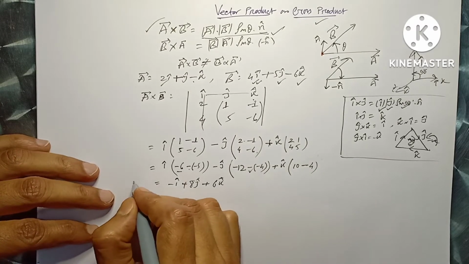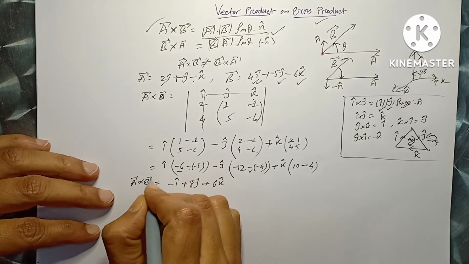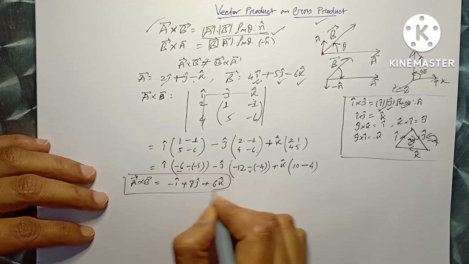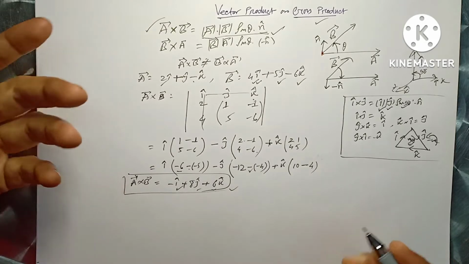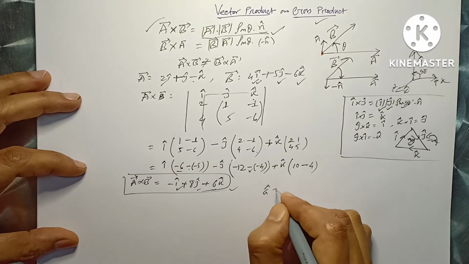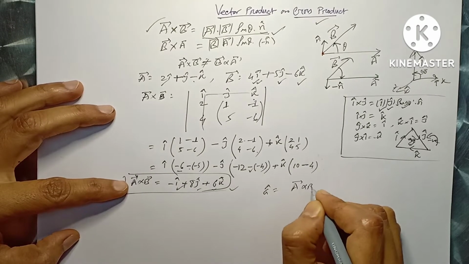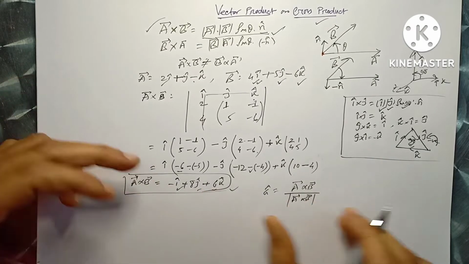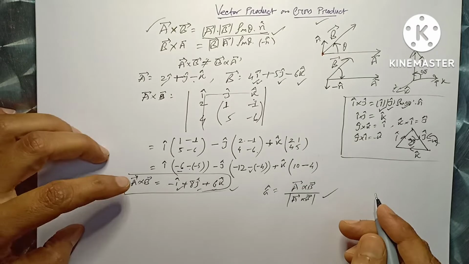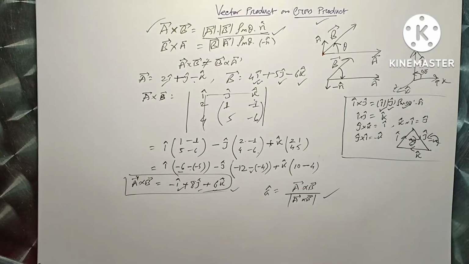So we get A vector cross B vector. This is a vector quantity, also having a unit vector. So how to find this unit vector? By applying the formula A cap equal to the vector divided by its magnitude. We can also get the unit vector of A vector cross B vector.